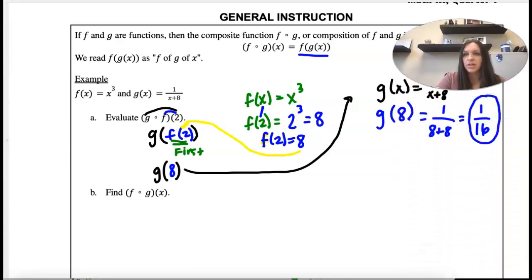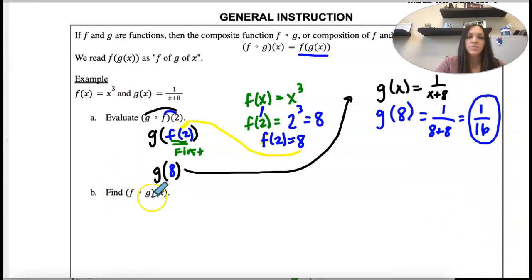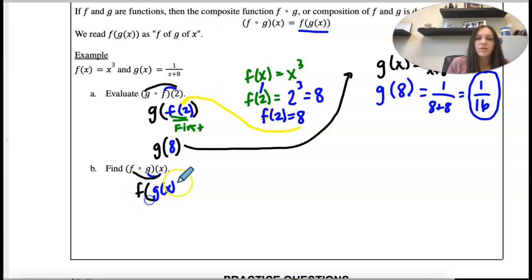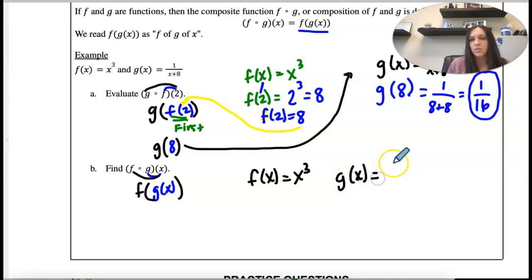Alright, so sometimes on part B, we don't have a value. We just have x. So I'm finding f of g of x. I'm going to rewrite it. So remember, we take g of x first, and that goes inside f. So I'm finding f of g of x. And I'll show you what that means. I'm going to rewrite my functions first. I have f of x equals x cubed, and g of x equals 1 over x plus 8.